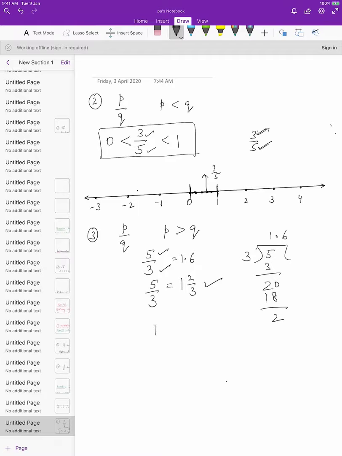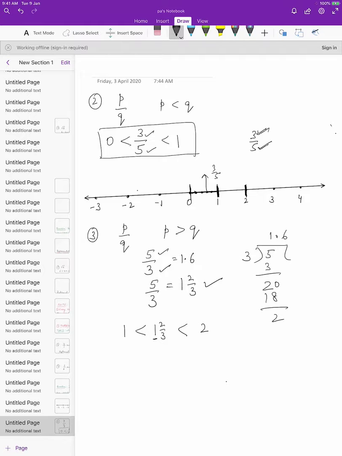Now looking at 1 2 by 3, what do you understand? That it lies between which two numbers? 1 and 2. So 1 2 by 3 will definitely be greater than 1 but less than 2. So on the number line it will lie between 1 and 2. This is 1 and this is 2. So it will lie between 1 and 2.